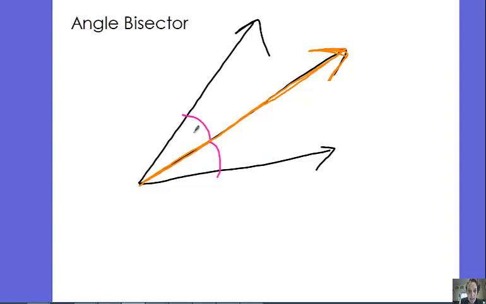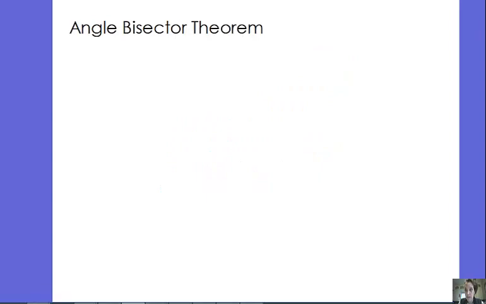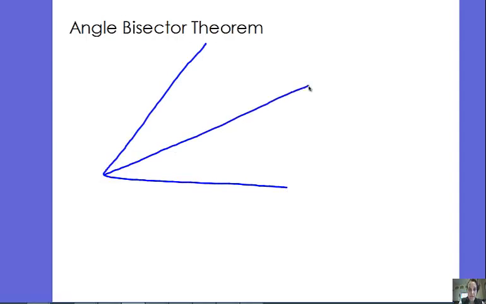They should be congruent. The way that we indicate that two angles are congruent is with curvy lines. So angles that are congruent are going to have the same number of curvy lines. So the angle bisector theorem says that if something's the angle bisector, we can pick a point anywhere on the angle bisector, and it is going to be equidistant to the sides of the angle.